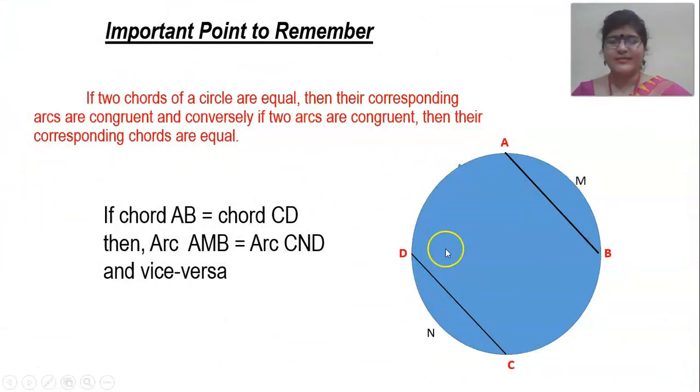This is an important point. In a circle, if there are two chords which are congruent, here chord AB and chord CD are equal to each other, that means the length of these two chords are the same. So in a situation like this, you will notice that the corresponding arc AMB will be congruent to arc CND, and vice versa. If the arcs are congruent, then the corresponding chords will be equal. You have to remember this statement.